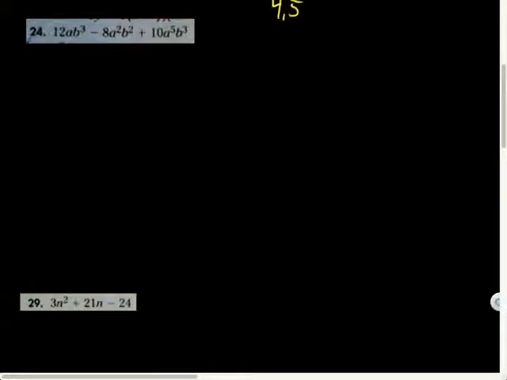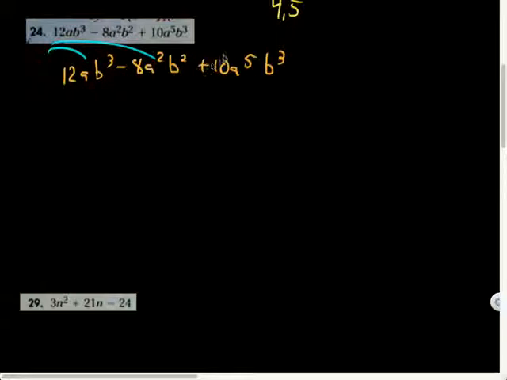Let's see, problem 24. Take a look at it. 12ab cubed minus 8a squared b squared plus... I know I'm rewriting this, but that way people at home can see a little clearer. So the first thing I would do, looking at this, I think there's got to be something that can be GCF from this.